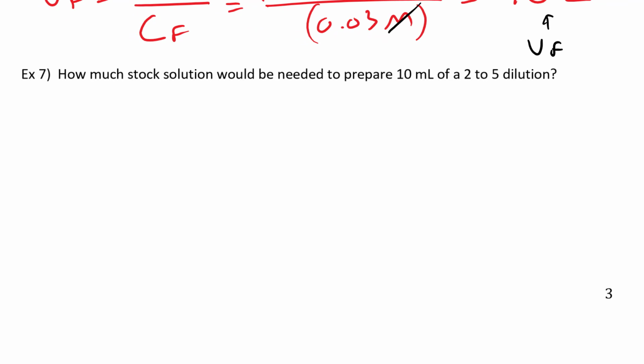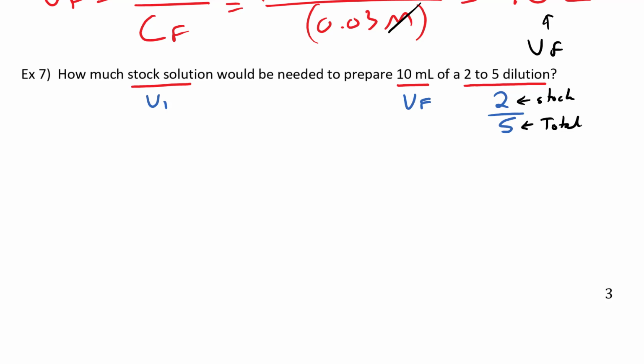Let's examine another question. How much stock solution would be needed to prepare 10 mils of a 2 to 5 dilution? So what information do we have here? This is my V1. I need to prepare 10 mils. That's my VF. Here is my dilution. My dilution is 2 to 5. 2 parts stock, 5 parts total solution.